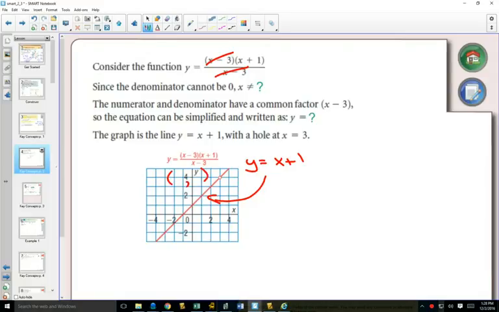Where does that hole happen? Well, our non-permissible value, x can't equal 3, so we know the hole happens at 3 comma something. We also know that that hole is on this line. So when x is 3, what's y? 4. That hole will happen at 3 comma 4. So you can find the coordinates of your hole after you've simplified it. Then you can plug that number in and figure out what it's equal to.